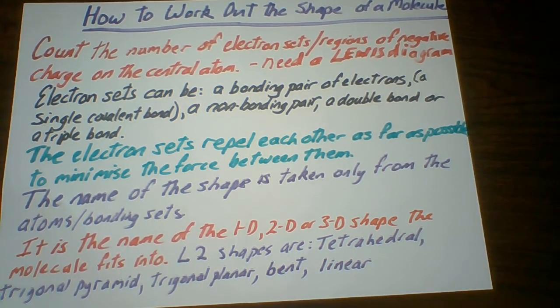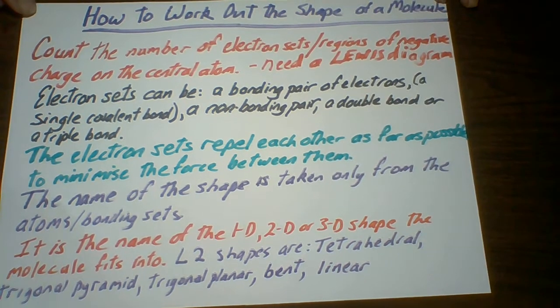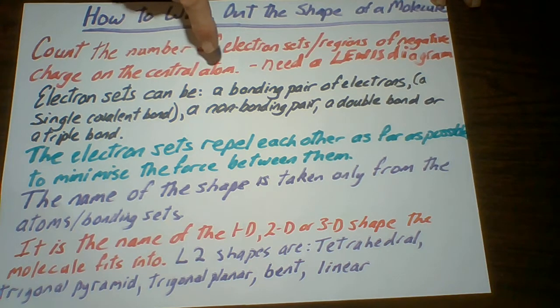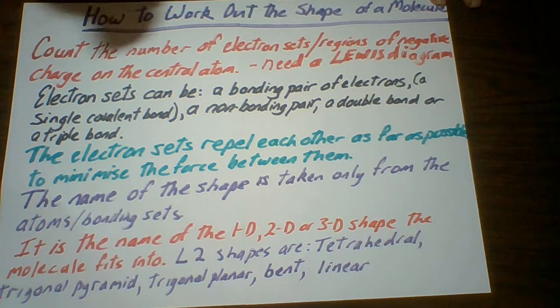Right, this is revision of level 2 shapes of molecules. Okay, how to work out the shape of a molecule. Number one, count the number of electron sets or regions of negative charge on the central atom. Negative is important because, of course, these negative electron clouds repel each other. The electron sets repel each other around the central atom. For that, you need a Lewis diagram.